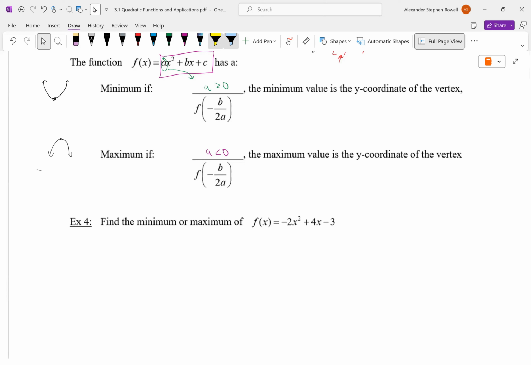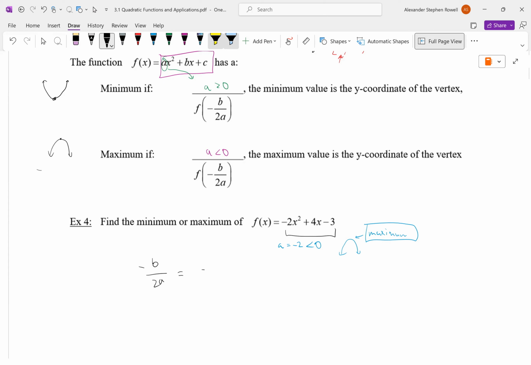Find the minimum or maximum of -2x squared plus 4x minus 3. So will this have a min or a max? -2 is negative, so it's downward, max. It has a maximum. How do we find it? Okay, how do we find the vertex? -b over 2a. So we can either complete the square like we did, find the vertex, or you can use the formula. So if you forget the formula, then you have to complete the square. If you memorize the formula, it's faster.